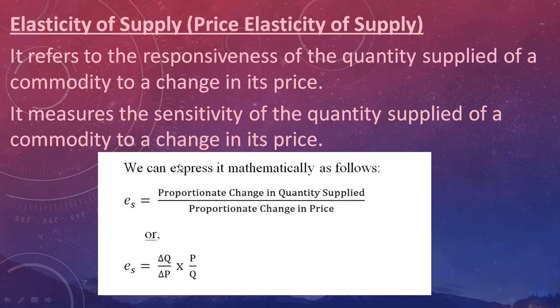Now we can express this mathematically as ES, elasticity of supply. This is your formula: proportionate change in quantity supplied divided by proportionate change in price. It's actually your percentage change. In your book it may be written as percentage change. Elasticity of supply can also have a different formula: change in quantity by change in price, into base price by base quantity, that is, the initial price and quantity.